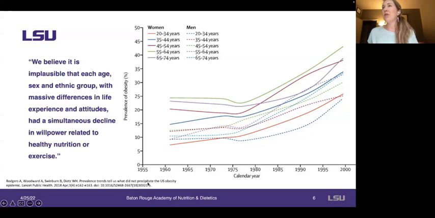So I really like this quote. We believe that it is implausible that each age, sex, and ethnic group with massive differences in life experiences and attitudes had a simultaneous decline in willpower related to healthy nutrition or exercise. So something else is going on, and it's probably related to some of these macro level factors that influence decision making.